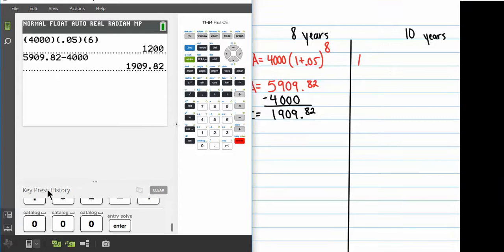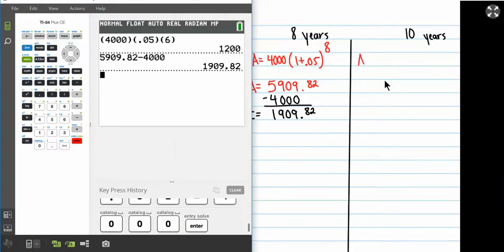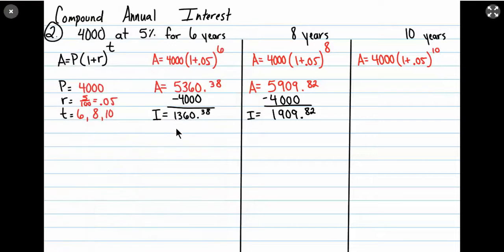Okay, and then finally the last one. Let's go ahead and set up that last one. I'm going to do the same example, except in place of t, I'll try it for 10 years. And notice over time, it looks like for 6 years, looks like for 8 years, I'm starting to get charged more in interest. So the idea is, do you want to take a long time to pay off debt? And the answer should be no.